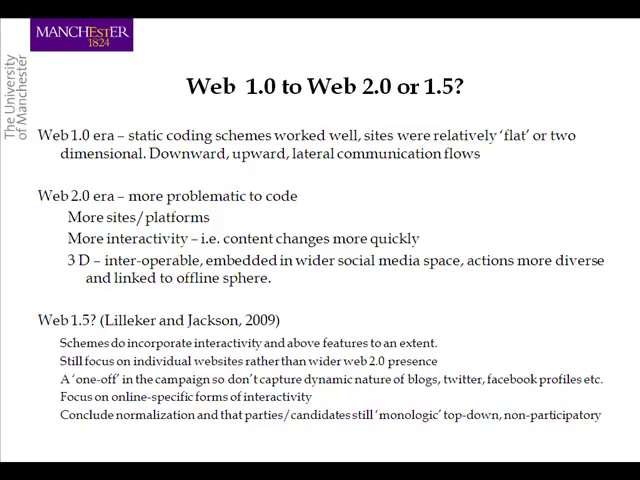So as things moved on, we got into the late 1990s, 2000s. The Web 1 era coding schemes worked well for a while, but as I said, what they were good at was capturing this relatively flat, two-dimensional content where flows of information were largely downward or upward, there wasn't very much interaction, and it was lateral. Web 2 is clearly more problematic, and it's just because there are much more sites, right? So there are more things that the parties are doing. So capturing all of the presence that they have is a challenge, not just simply one website anymore.